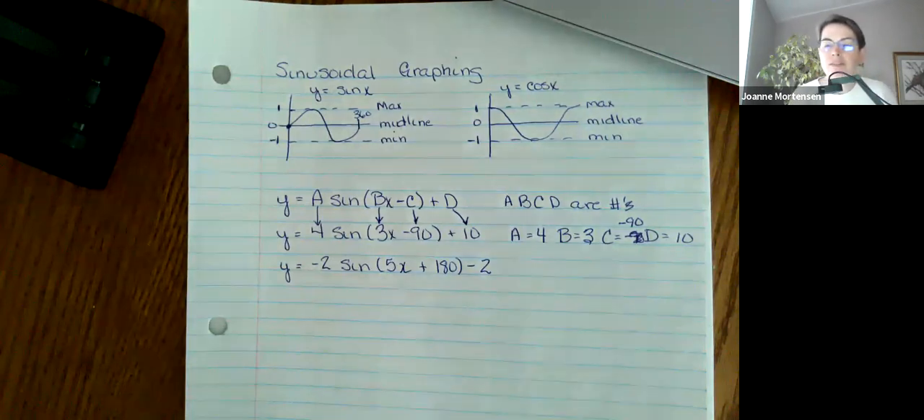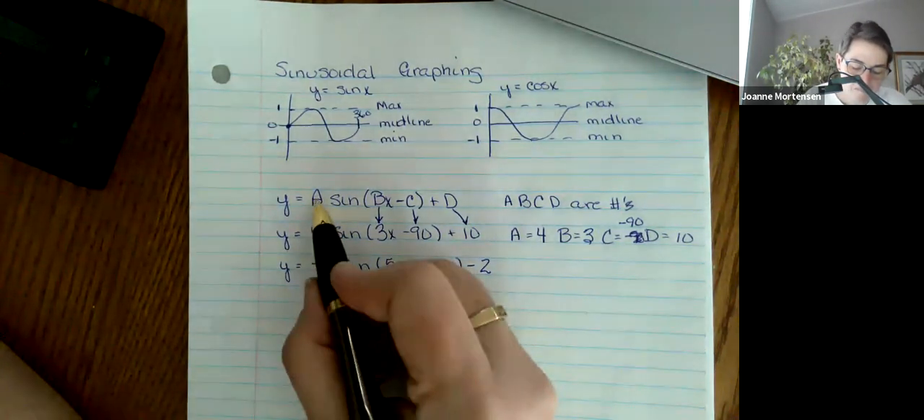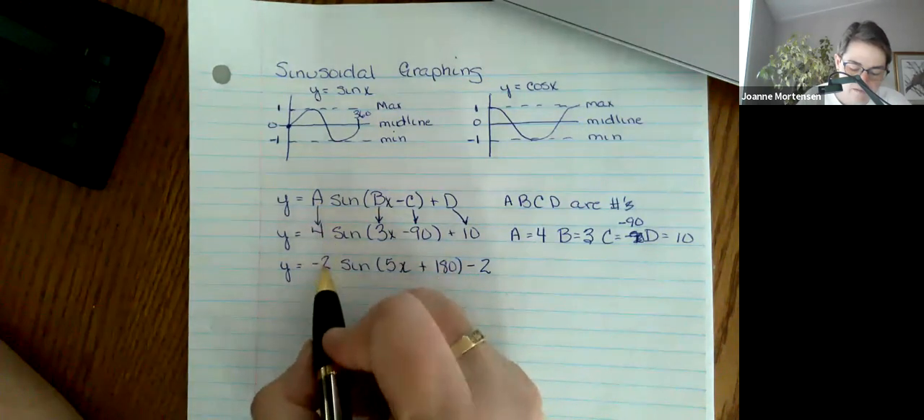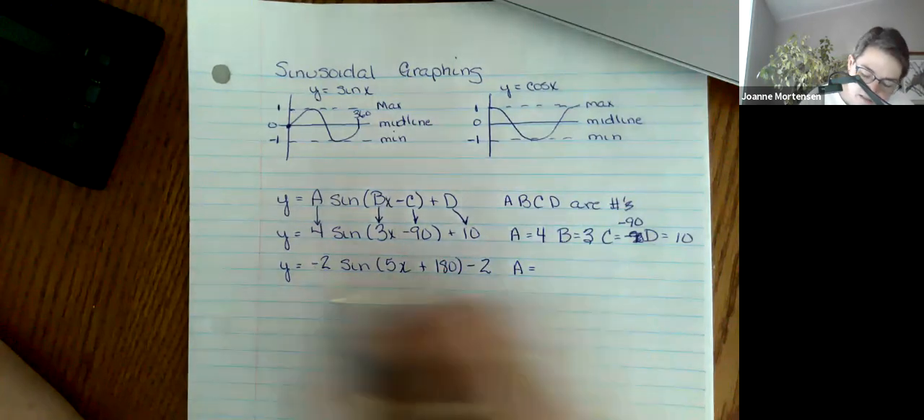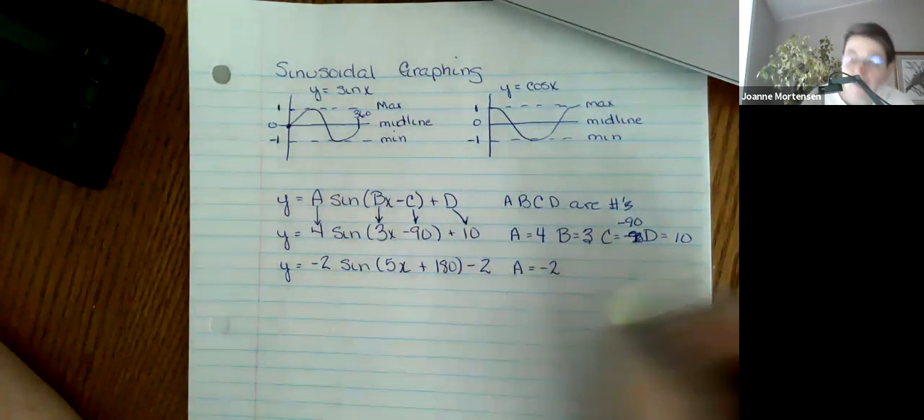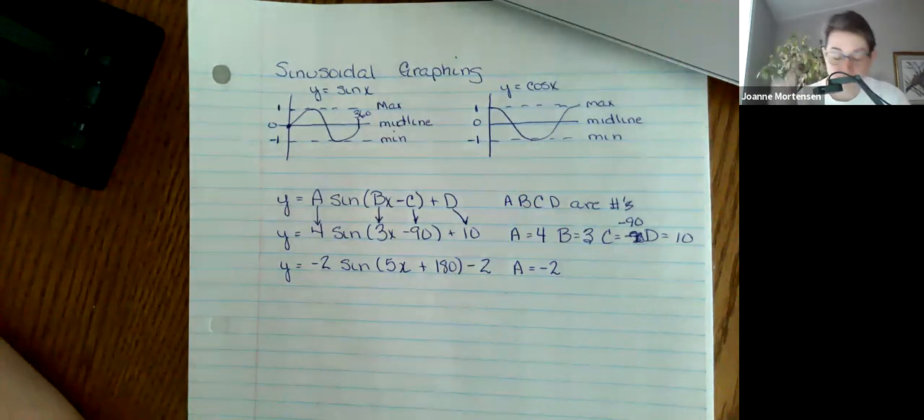I should have different colored highlighters to do this. But there you go, just straight down. So A is equal to minus 2. Take your sign with you all the time. And for the A and D, the sign is huge. So let's just take the sign with it.